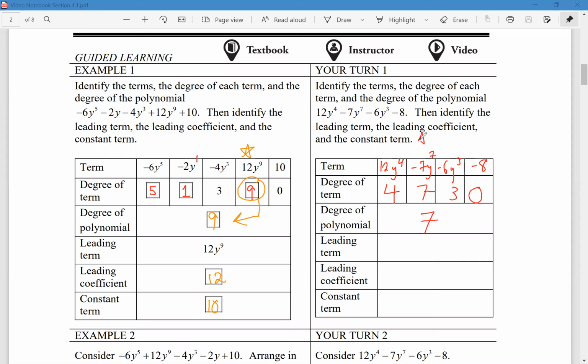That means we found the leading term right here, negative 7y to the 7th. That negative 7 is the leading coefficient. And finally, the constant term is that minus 8. Okay, so that was example 1 and your turn 1. Now we're going to scroll on down.